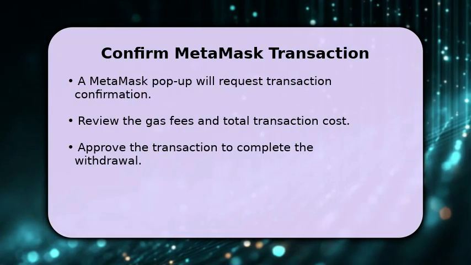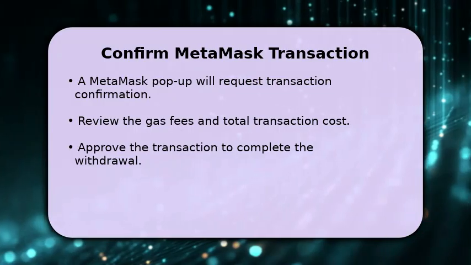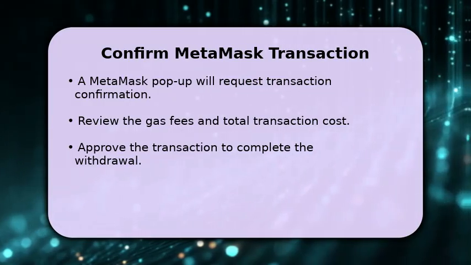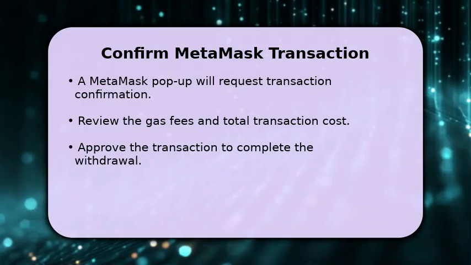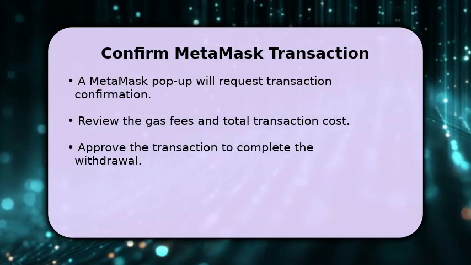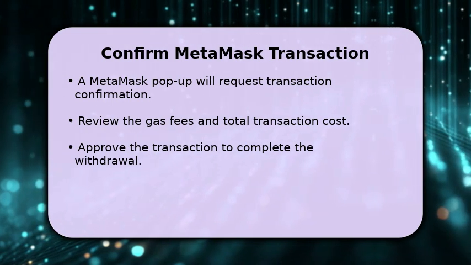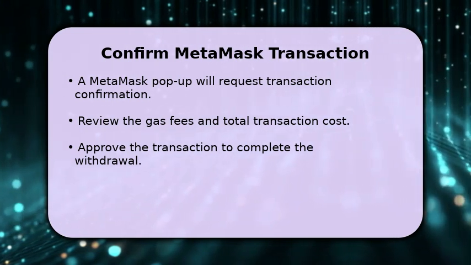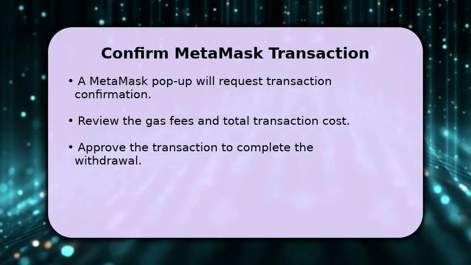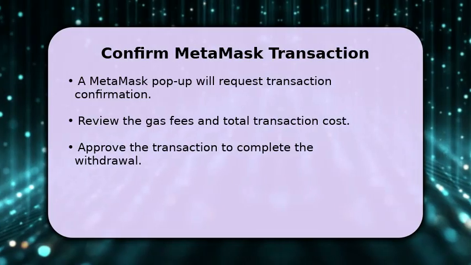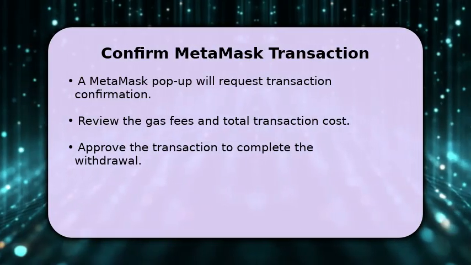After initiating the withdrawal on the Jmpt dashboard, a MetaMask pop-up window will appear. This window displays the full transaction details, including the gas fees in BNB. Take a moment to review these costs and ensure they are acceptable. If everything looks correct, click the Confirm button within MetaMask. Your Jmpt tokens will then be processed for withdrawal, and you can track the transaction on a block explorer.